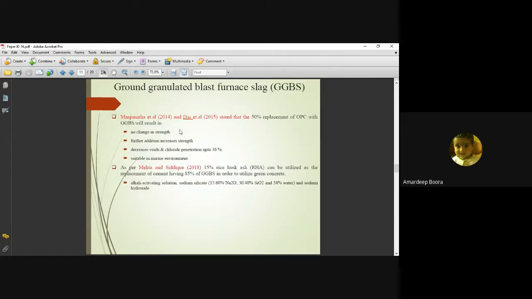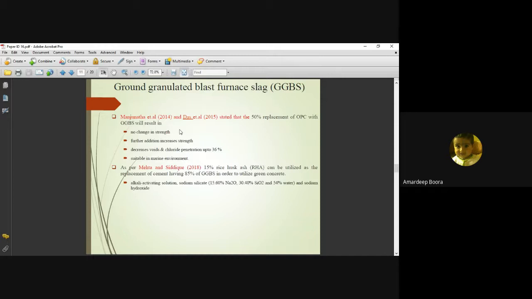And GGBS, there are already some codes given, like 12089 and 455 for the slab. Okay, slab, Portland cement. Over here also, 50% replacement of OPC can be done with GGBS, as reported by Manjunathan and Das.